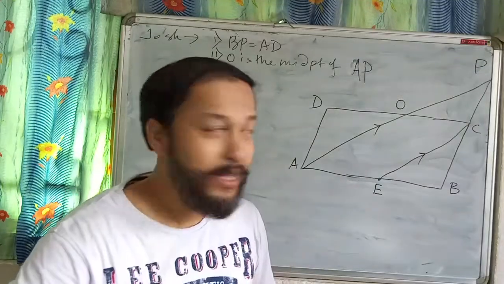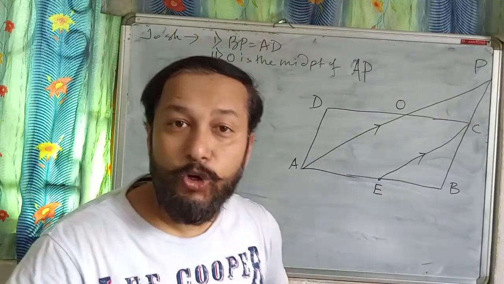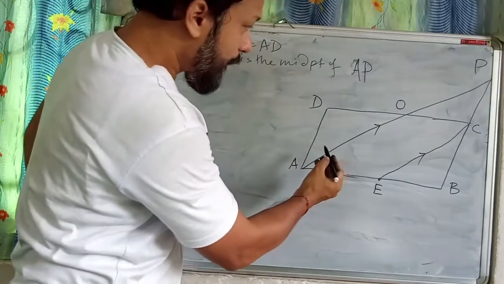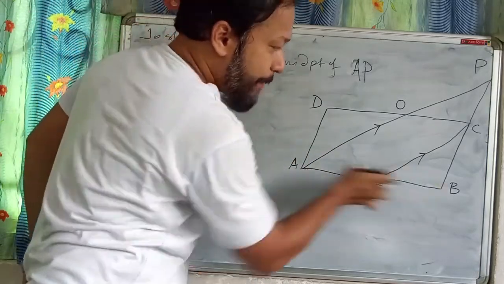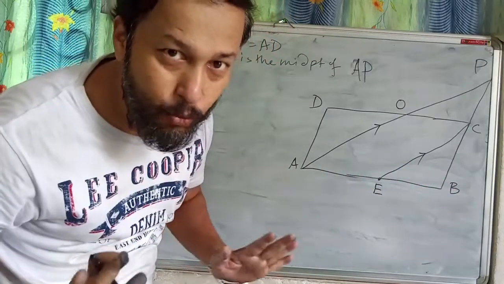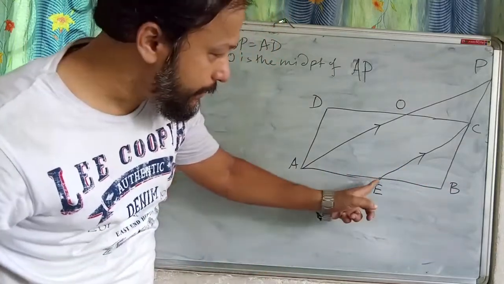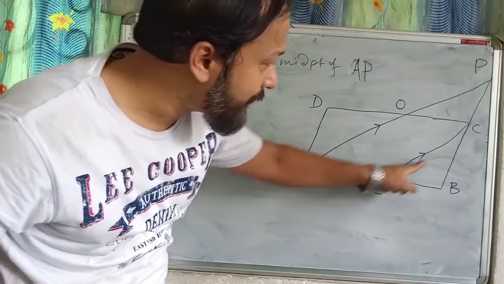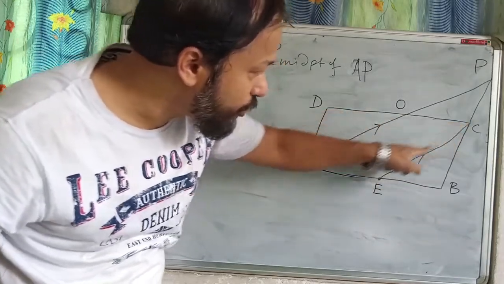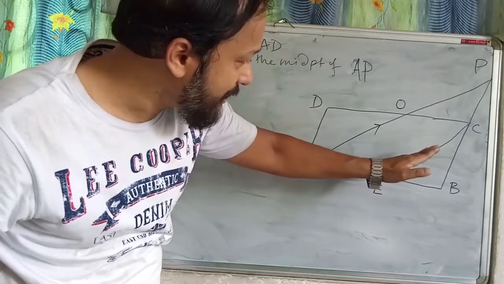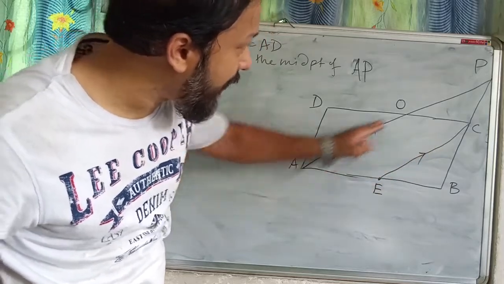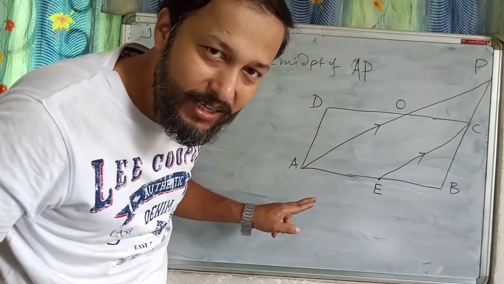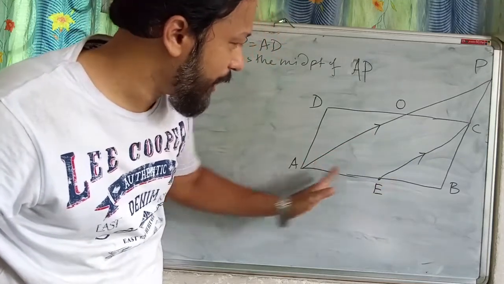In this sum, ABCD is a parallelogram. E is the midpoint of AB. Understood? See what is given in the question. E is the midpoint of AB, and when we join EC, it is parallel to AP.